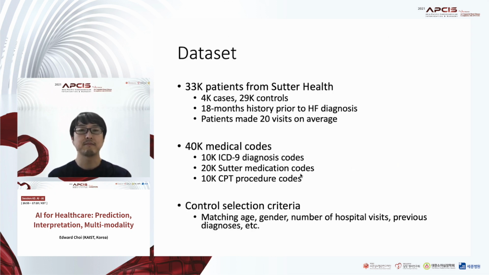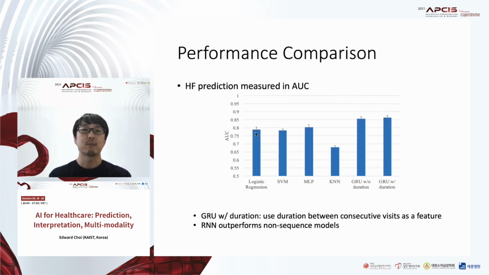And I conducted an experiment with this model using these 33,000 patient records, where I used all the medical codes that I could get my hands on. And the performance difference between the classical models and the RNN-based neural network models was actually pretty distinguishing.